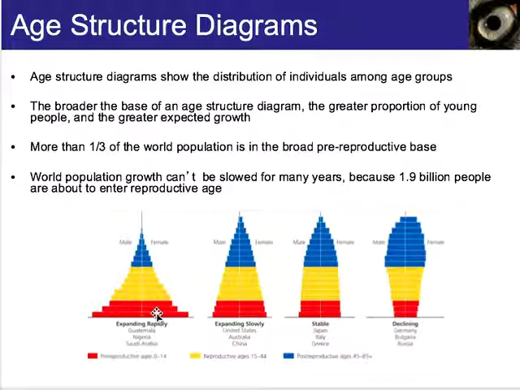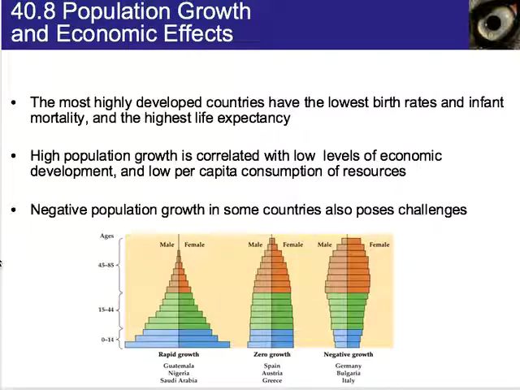So here in Guatemala, Nigeria, and Saudi Arabia, you have a very large reproductive base. However, in places like Germany, Bulgaria, and Russia, very few people are of reproductive age, and so they will not be able to replace the aging population that you see towards the top. More than one third of the world's population is in the broad pre-reproductive base. World population growth can't be slowed for many years because 1.9 billion people are about to enter the reproductive age.